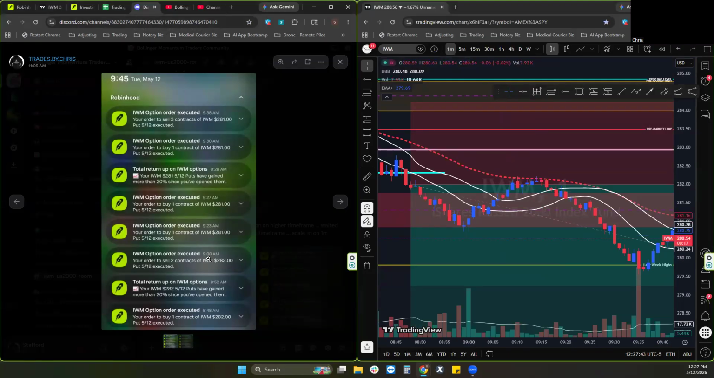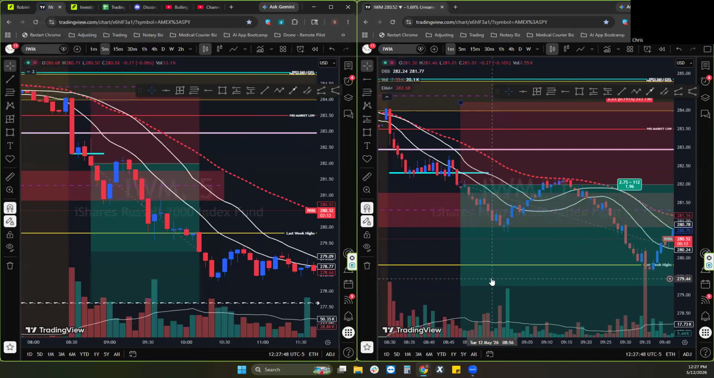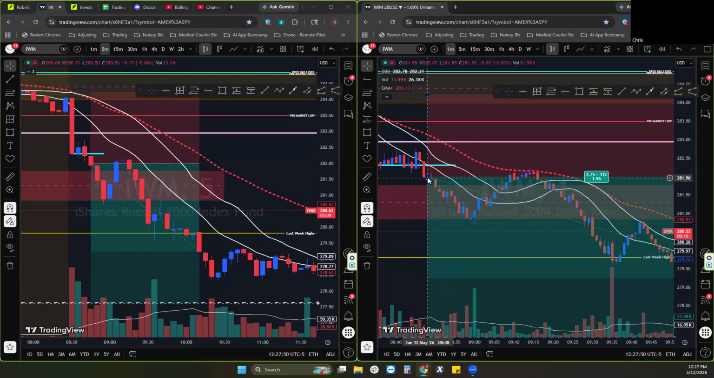Let's see. 908 is when I exited the trade. So we follow here. This is 9 o'clock, 9:05, 6, 7, 9:08. So at the close of this candle, which closed above the Bollinger Band, on the close of that 907 candle, I exited the trade, which was 908. And so this is where I exited this trade for a small profit.